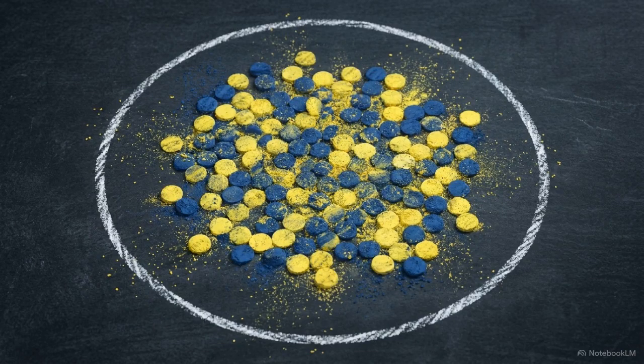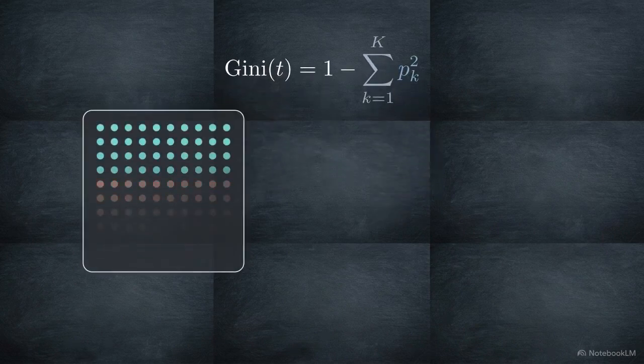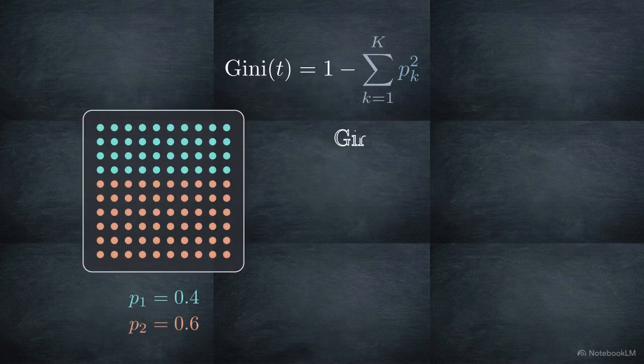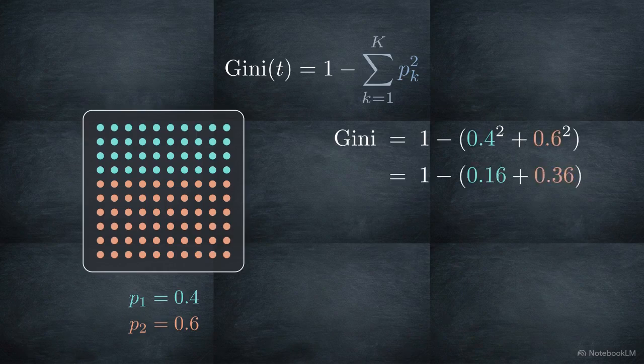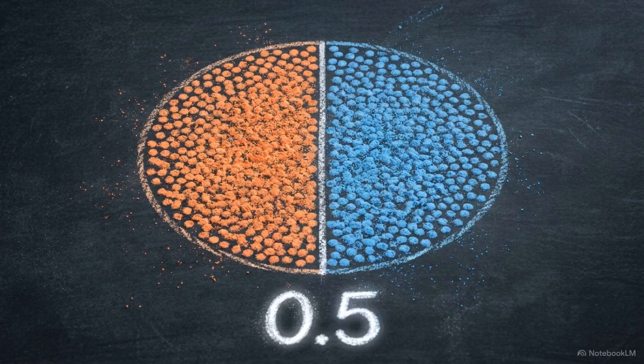To know if a slice actually improves the model, the algorithm requires a formal mathematical measure of impurity. This is the Gini impurity equation used by CART. It measures the probability of incorrectly classifying a randomly chosen element in a specific node. If a node holds 40% class A and 60% class B, we square those proportions, sum them, and subtract from 1. The Gini impurity evaluates to 0.48. For a binary classification problem, this metric peaks at a maximum bound of 0.5. That happens when a node is perfectly mixed, completely split 50-50.